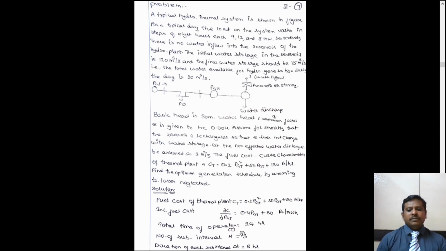So the total time of operation is 24 hours. So the number of subintervals is n equal to 3. So the duration of each subinterval is 8 hours, right? So in the first 8 hours we are generating 9 megawatt, and again for another 8 hours it is 12 megawatt, and after that again 8 megawatt, total 24, right? With subintervals of n equal to 3.